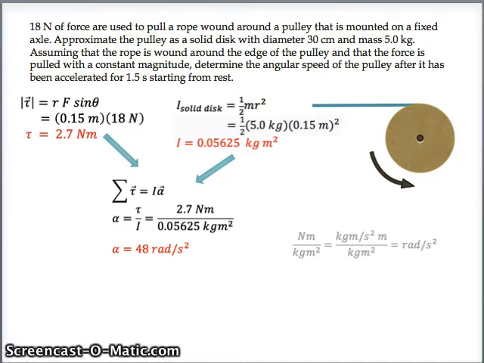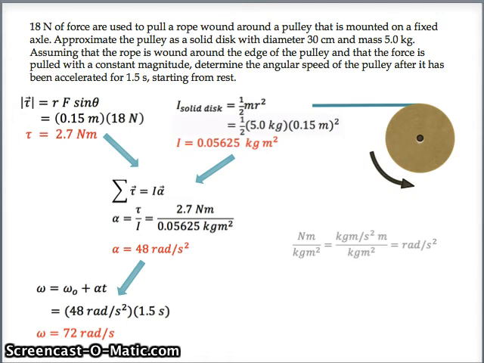All right, last step then. To find the angular speed, we know the time, we know it starts from rest, and so we can just use our omega equals omega sub 0 plus alpha t equation to see that the angular speed is 72 radians per second.